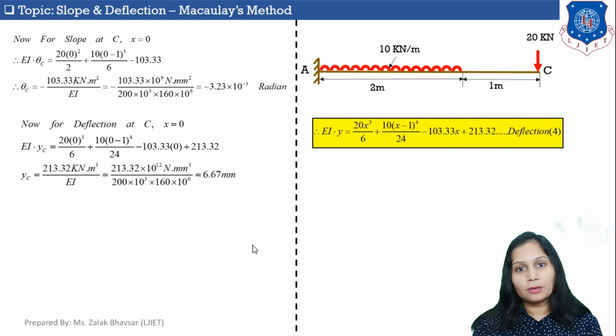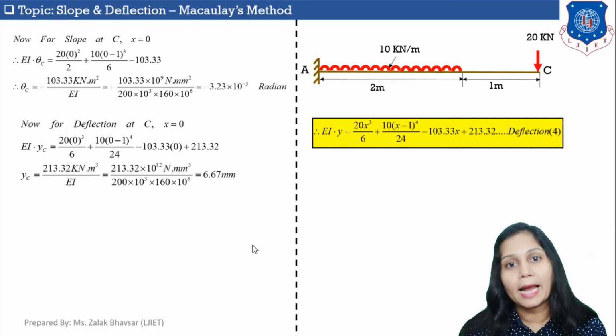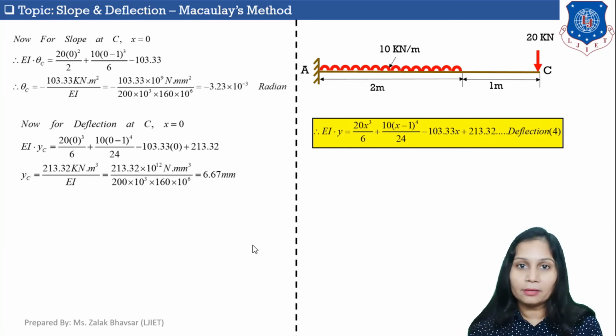So here we calculated slope and deflection both at point C. So this is the end of this session.